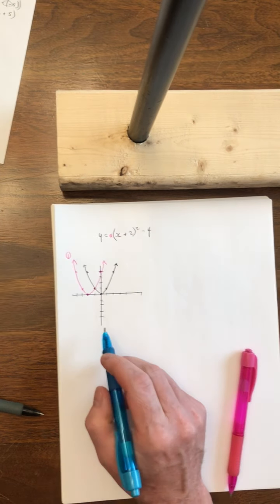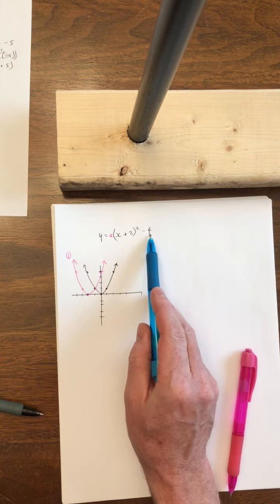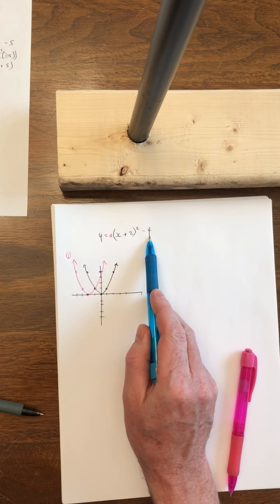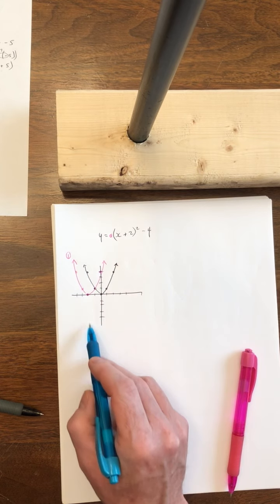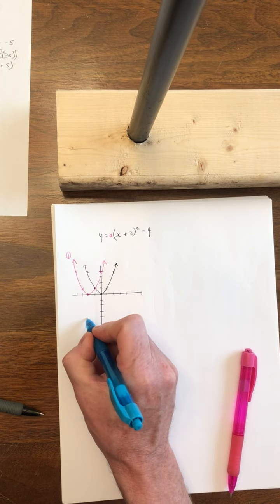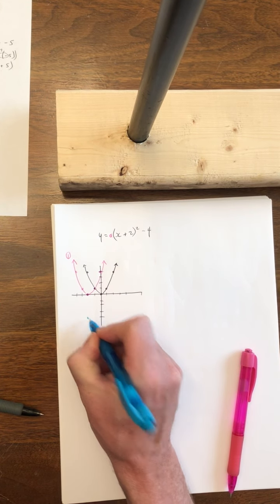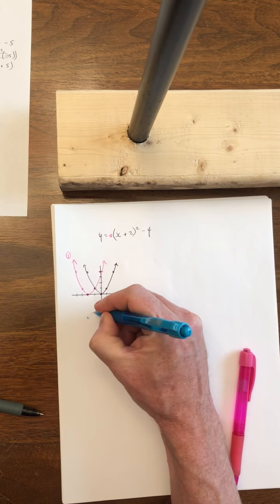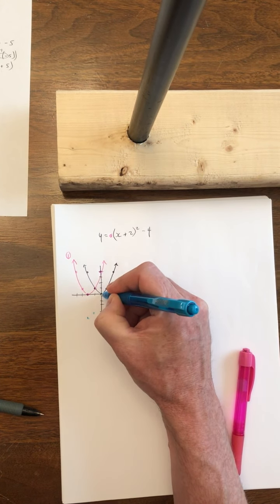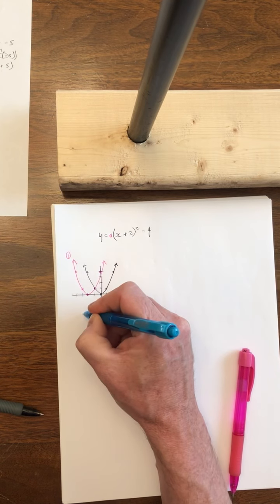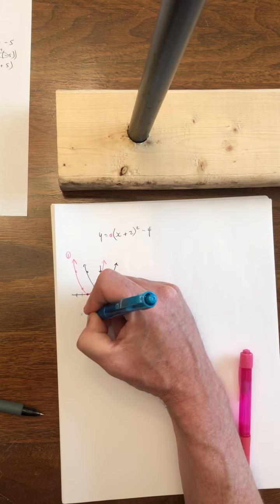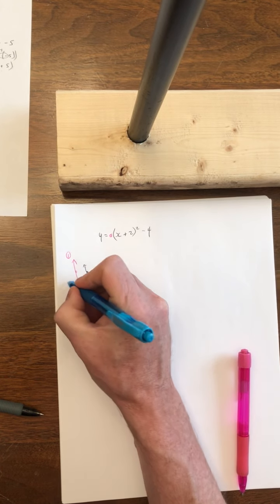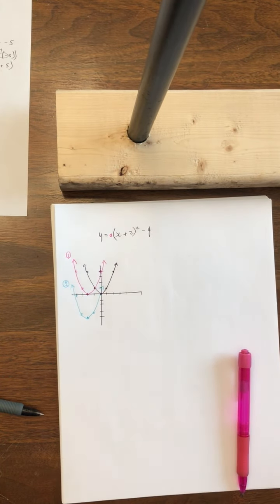Our second transformation is we're going to look at our up or down, and we can see here that this goes down 4. So now we're going to move this whole parabola down 4. So this point moves down 4. This point moves down 4. This point moves down 4. All points move down 4. And we get our second transformation.